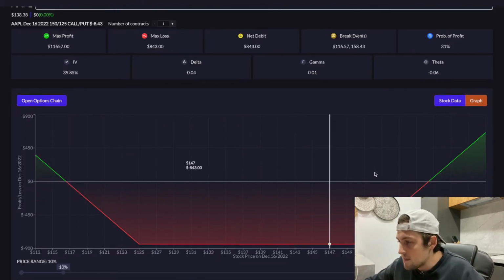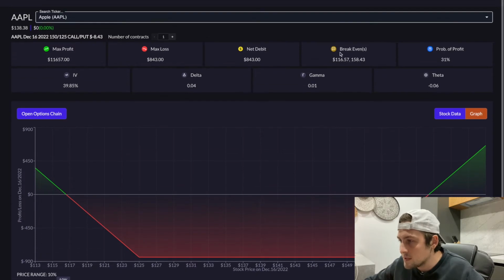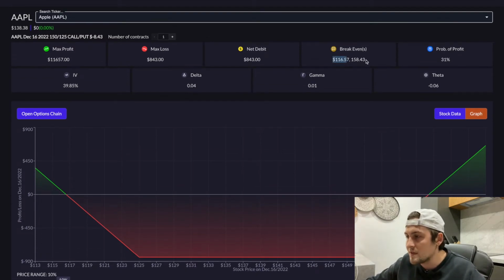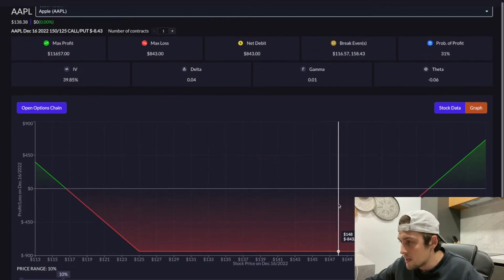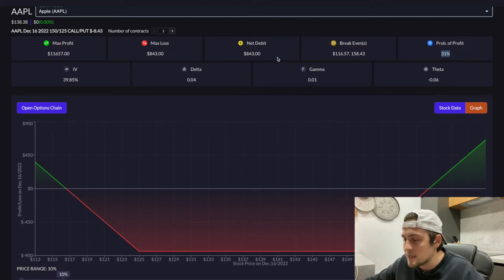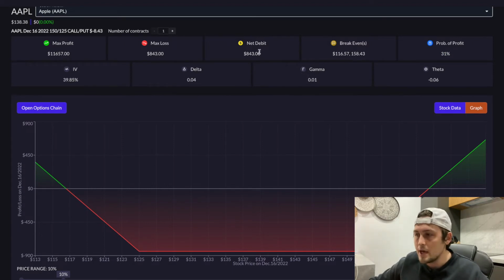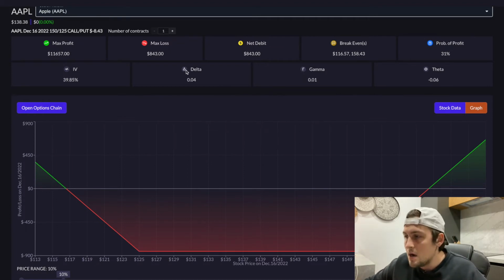So you're making money on these sides, right? You have two break-even points, a break-even point on the downside and a break-even point on the upside. And you have a probability of profit, which makes a lot of sense, right? You can see your max loss is limited, and your max loss and your net debit are going to be the same, right?